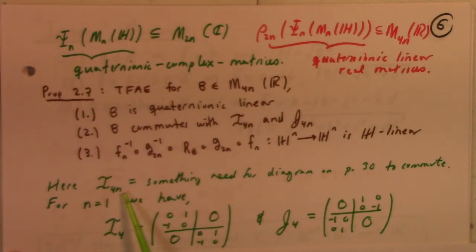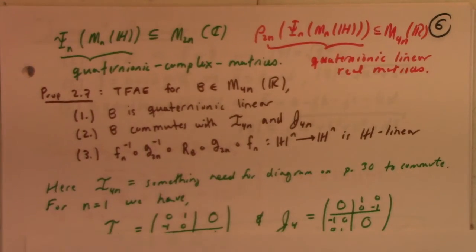Anyway, so again, here's what those look like for I4. It's this and J4 is that. We actually saw that in my example page previously.